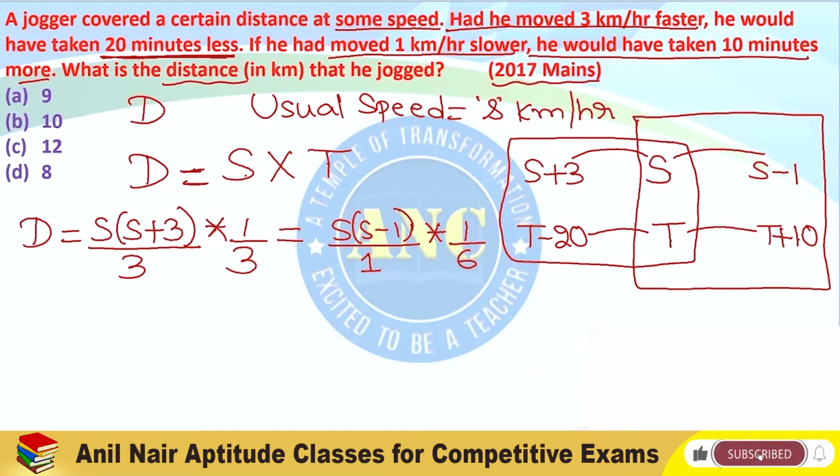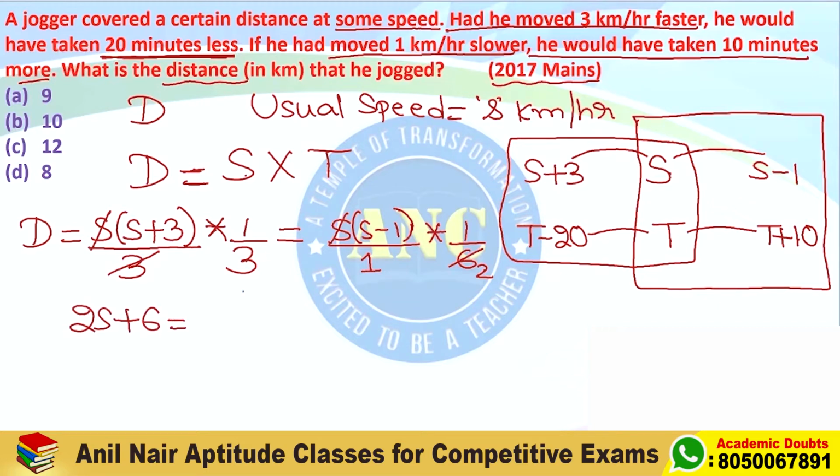Now you already have the equations. Just simplify, substitute everything, simplify it. S cancels with S. 3 into 1 and 3 into 2: 3 into S plus 3 gives 2S plus 6. The right hand side is 3 into S minus 1, which is 3S minus 3. So S will become 9 kilometers per hour.